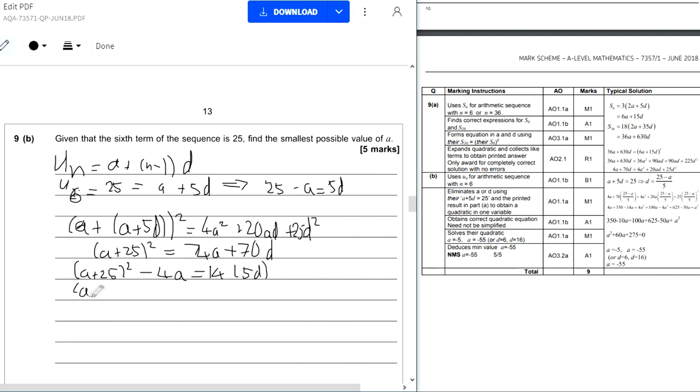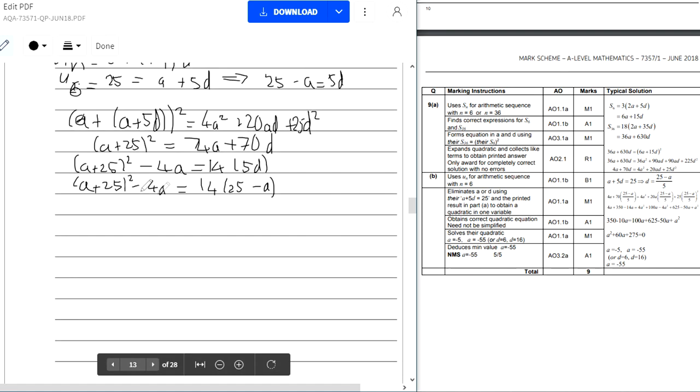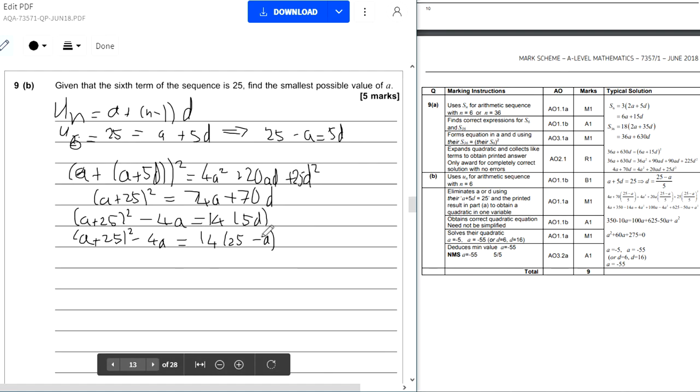So (a + 25)² − 4a is actually going to be equal to 14(25 − a), because d is 25 − a. And now we have it all in terms of a, so we can literally just expand this and convert it into a quadratic. That's really what I was aiming for: something that's only got a in it.